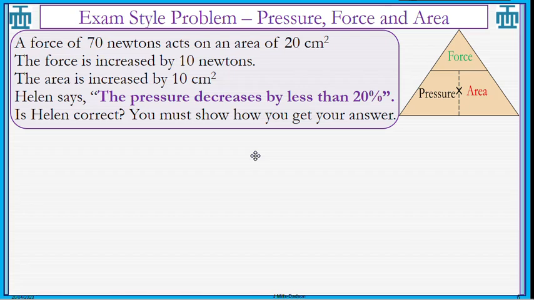Hello, welcome once again. This is a typical exam style problem solving question linking compound measure to percentages or a different topic. So here we have a force of 70 newtons acting on an area of 20 centimeters squared.